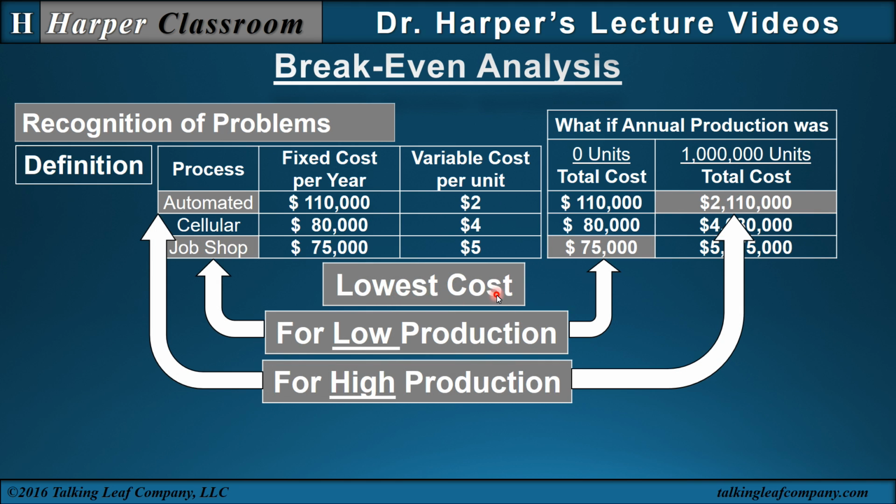So when you look at the lowest cost, for low production, it's job shop. For high production, it's automated. Well, since those are different, then there's a production somewhere between 0 and 1 million such that these two costs are equal, and that's break even. So a break even does exist.